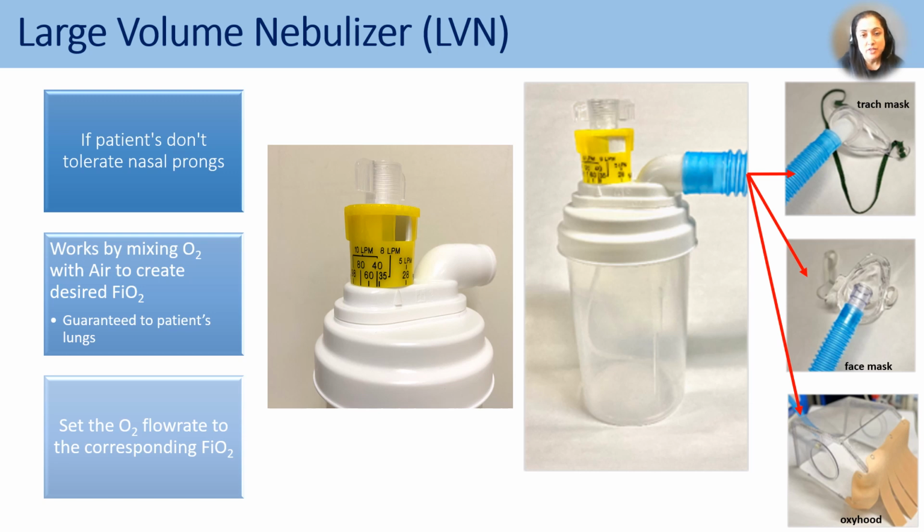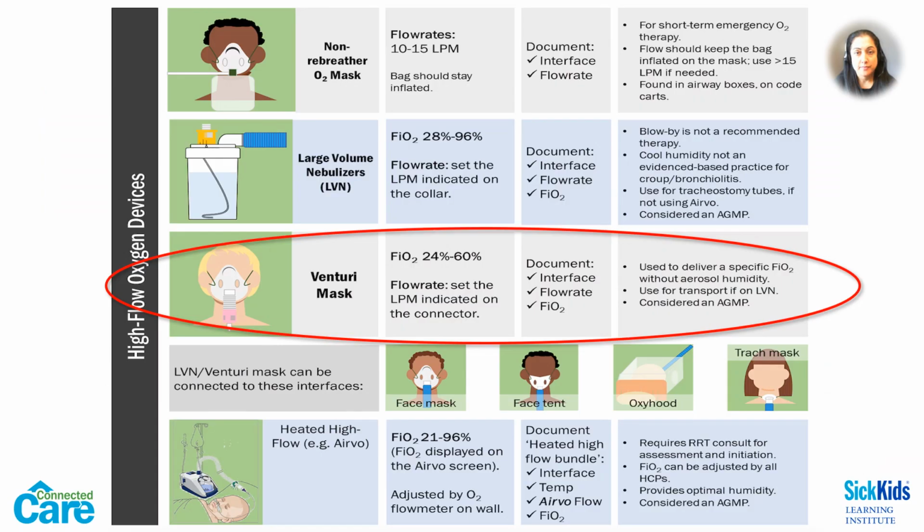So if you must transition to this, for example, if your patient's not tolerating nasal prongs, it can be considered, but also think about a heated high flow system as an option, which will be discussed later. Next is the Venturi Mask setup.